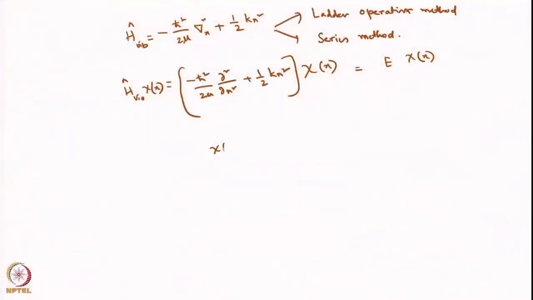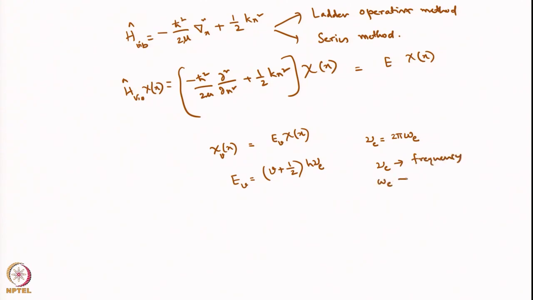So when you solve this using one of these two methods, what you get is the following. Your chi of x will depend on a quantum number v, the vibrational quantum number, with H chi_v of x equal to E_v chi_v of x, where you can show that E_v is equal to (v plus half) h nu_e, where nu_e is nothing but omega_e over 2 pi, where nu is frequency and omega is angular frequency.